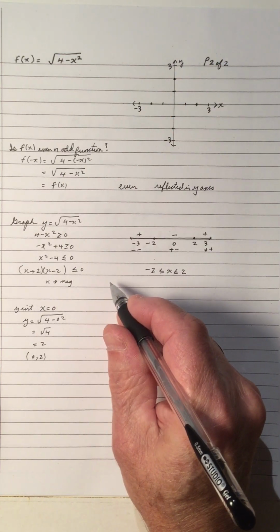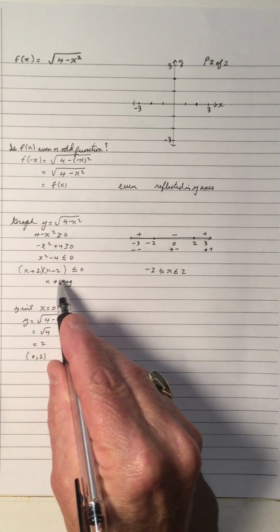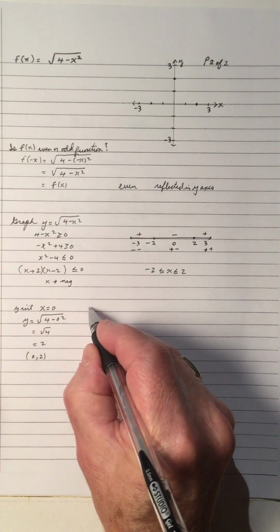Now, let's look at the x-intercepts. We already know what the x-intercepts are because we make y equal to 0. But I'll just do that anyway.